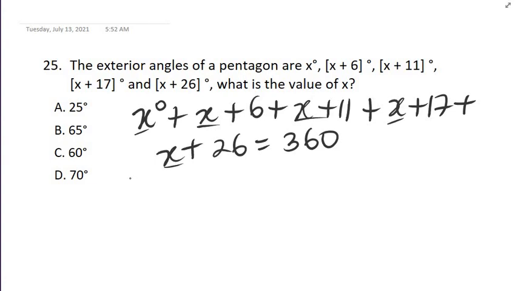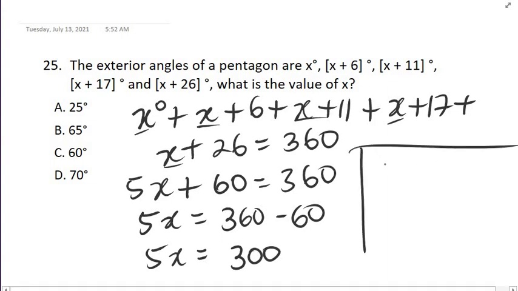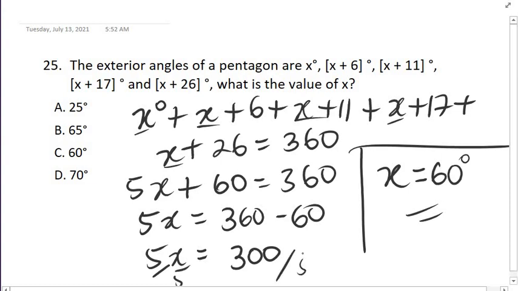x plus x in 5 places gives me 5x, plus 6 plus 11 is 17, plus 17 is 34, 34 plus 26 is 60, equals 360. Collect like terms, move 60 to the right hand side. 5x will give me 360 minus 60, which is 300. To get x, divide both sides by 5. So x is 300 divided by 5, which is 60 degrees, which is C.